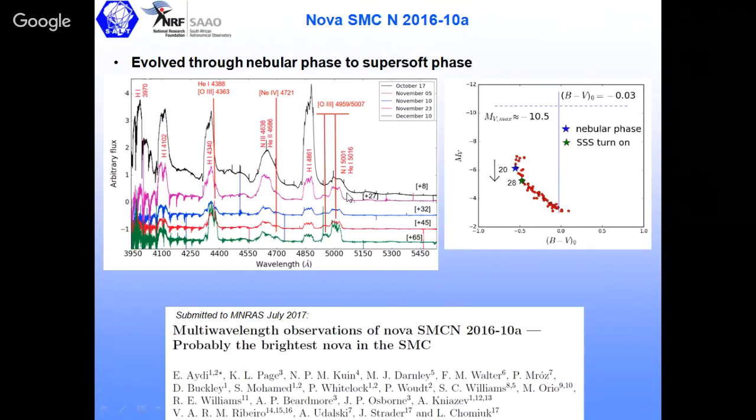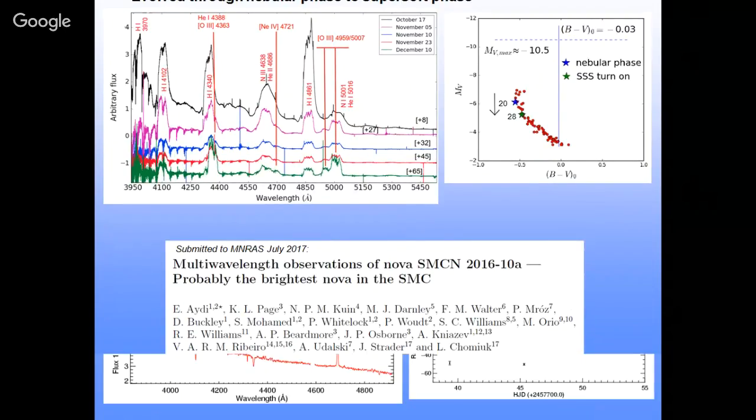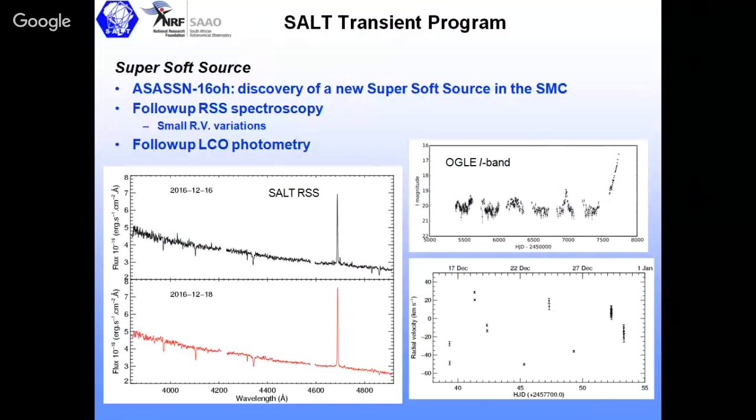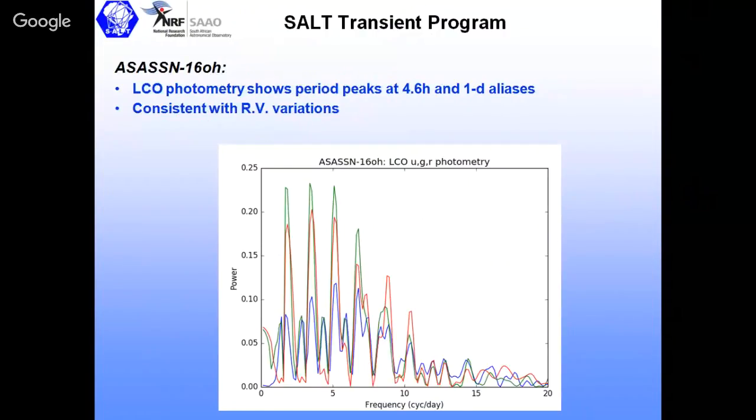Then some super soft sources. This was another SMC object that was discovered by Assassin, where we've done follow-up spectroscopy. We've detected the strong helium-2 line, which is modulated in velocity. We also obtained follow-up Las Cumbres Observatory photometry. And when we do a periodogram analysis, we find a period of about 4.6 hours with these one-day aliases. So this is a rather interesting system as well, these super soft systems.